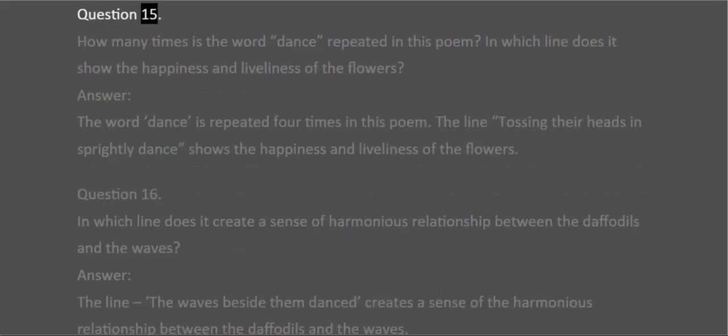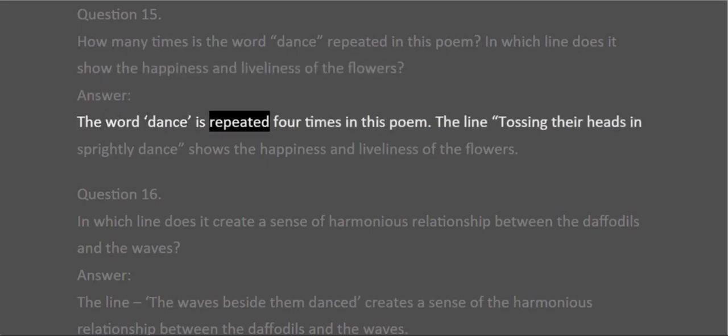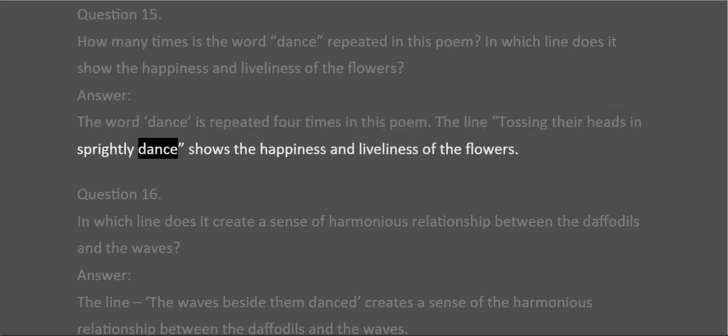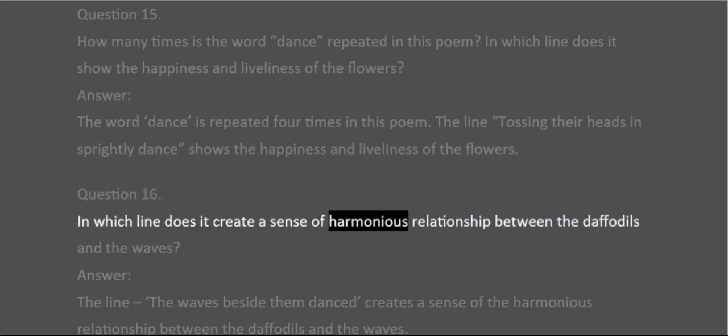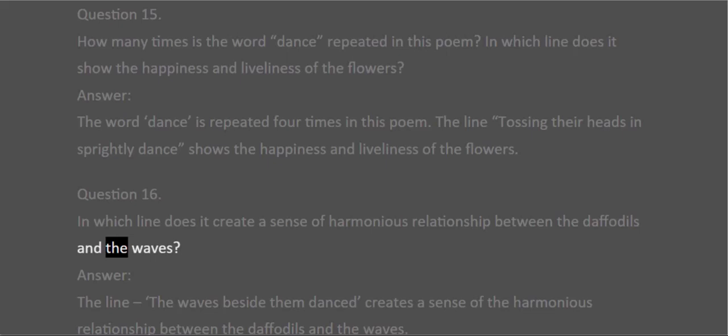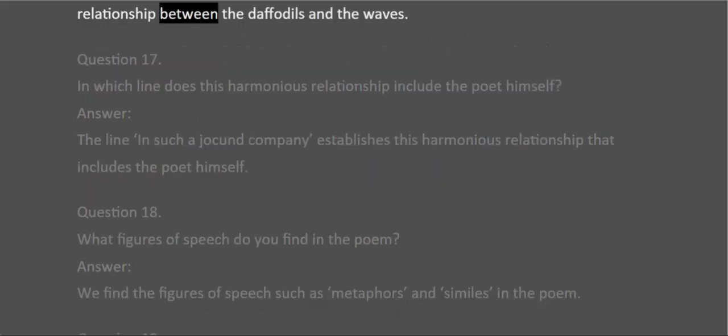Question 15. How many times is the word dance repeated in this poem? In which line does it show the happiness and liveliness of the flowers? Answer. The word dance is repeated 4 times in this poem. The line, tossing their heads in sprightly dance, shows the happiness and liveliness of the flowers. Question 16. In which line does it create a sense of harmonious relationship between the daffodils and the waves? Answer. The line, the waves beside them danced, creates a sense of the harmonious relationship between the daffodils and the waves.